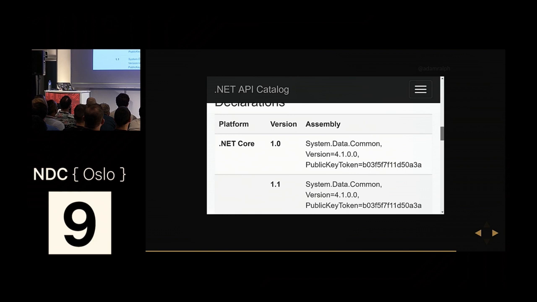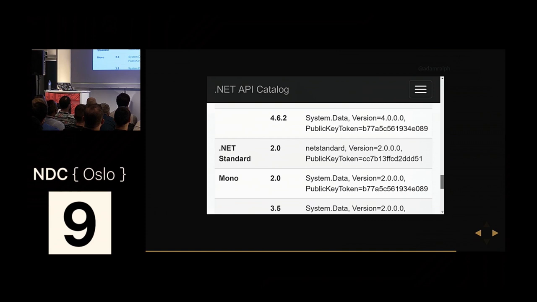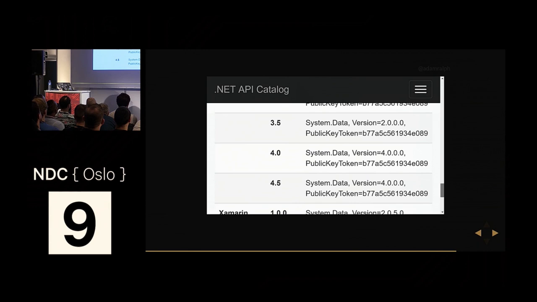You can see that it's available in most versions of .NET Core, obviously every version of .NET Framework. It only exists in .NET Standard 2, right? So this has been reintroduced. This is one of those missing APIs in 1.x that's been brought back. So that's a really, really good resource.